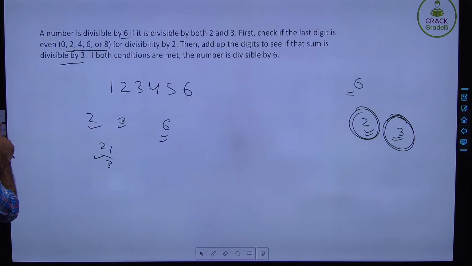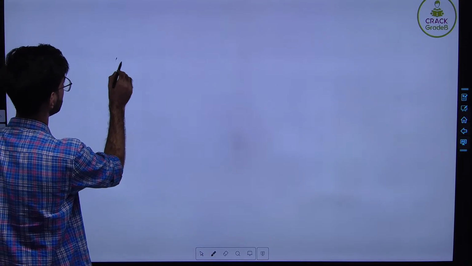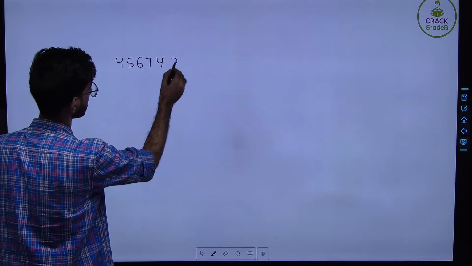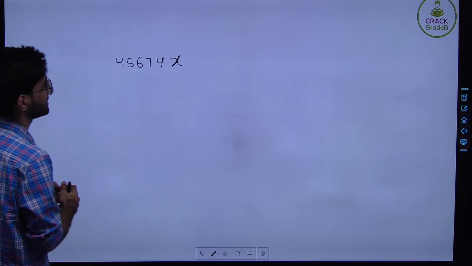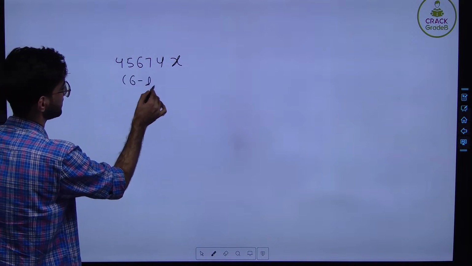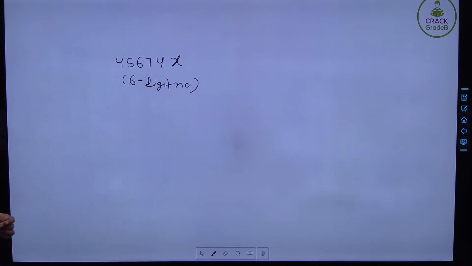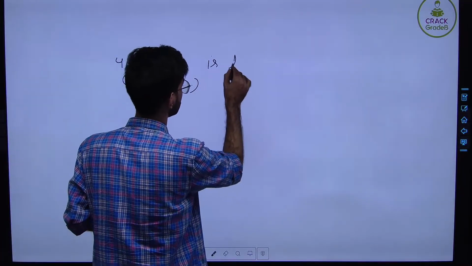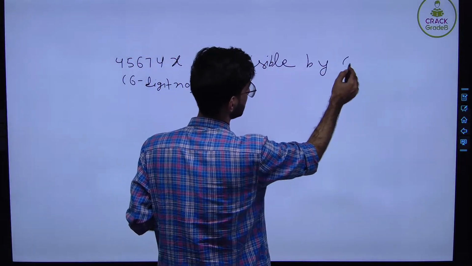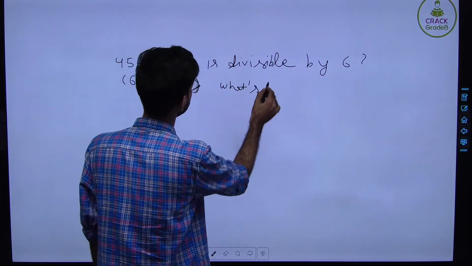Now we will solve a few questions related to the divisibility rule of 6. You have to answer. It has been given that this number is a 6-digit number. Remember, this number is a 6-digit number, right? And this number is divisible by 6, right? And you have been asked to answer what is the maximum possible value of x.